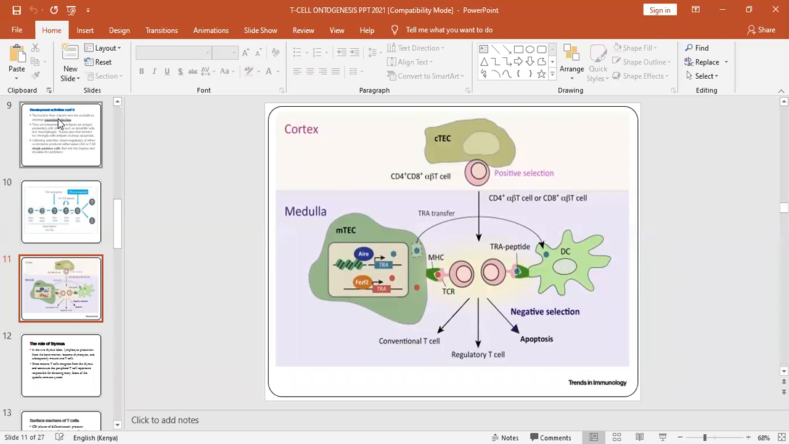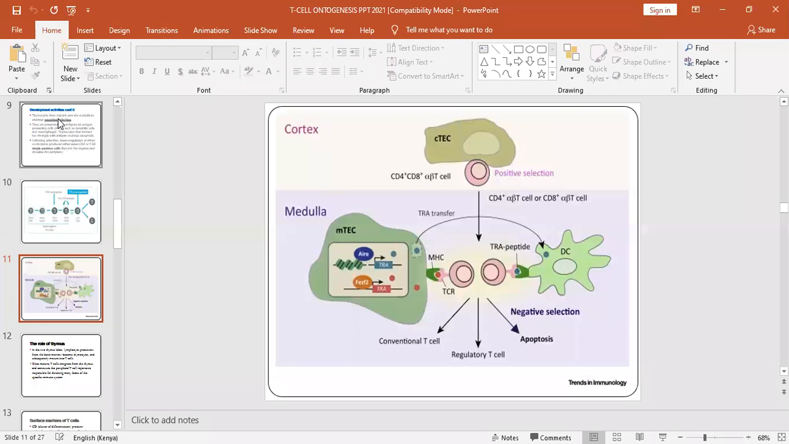Are they able to auto-react with the self-antigens? Here, if they are highly reactive with the self-antigens, these cells are not allowed to go into blood circulation. The cells that are required in the medulla region are the cells that have low or no reaction with the self antigens, because here they are already mature, and they need to go into blood circulation.